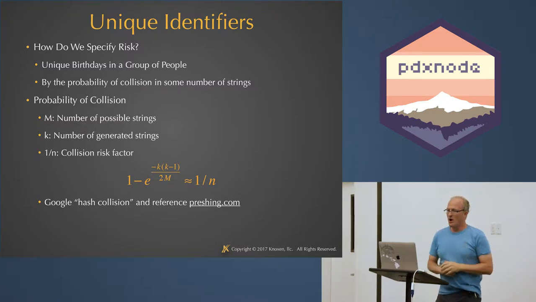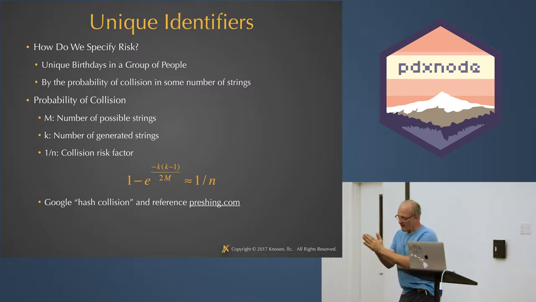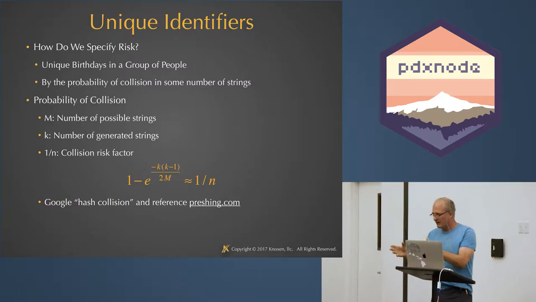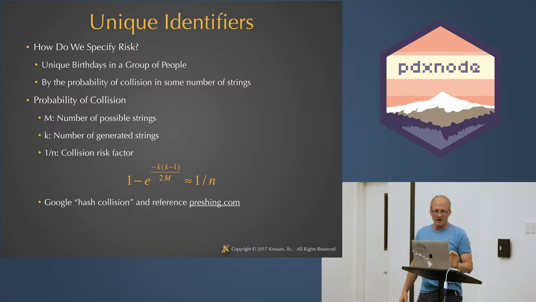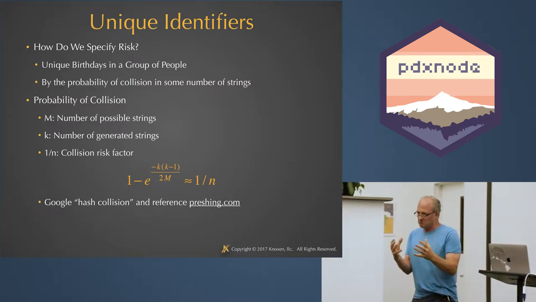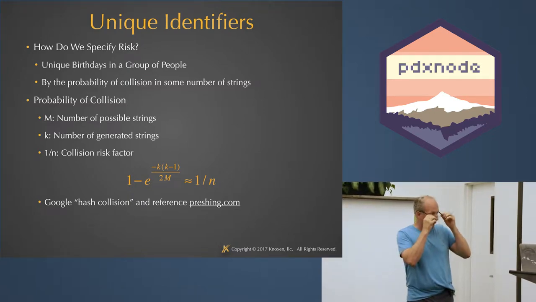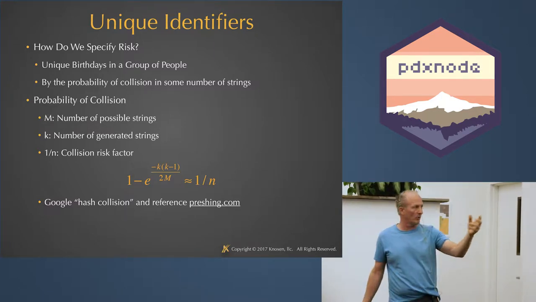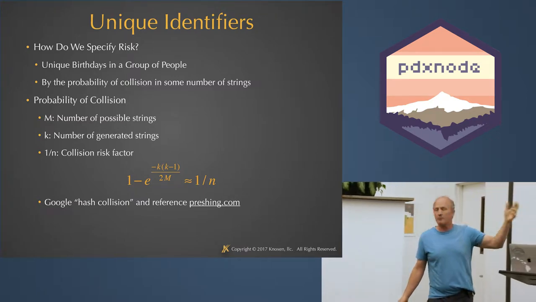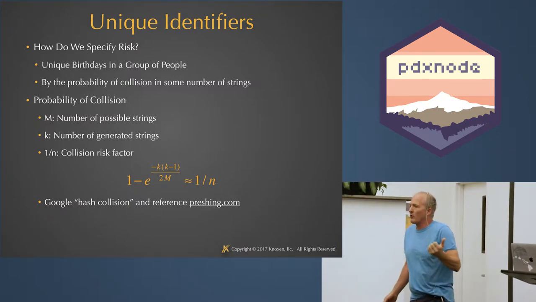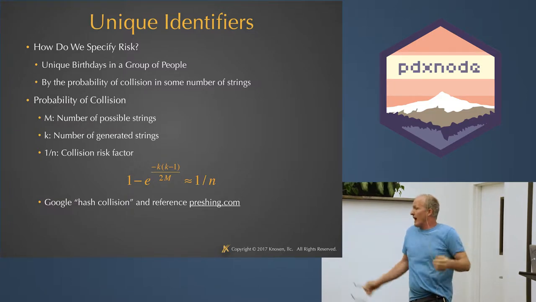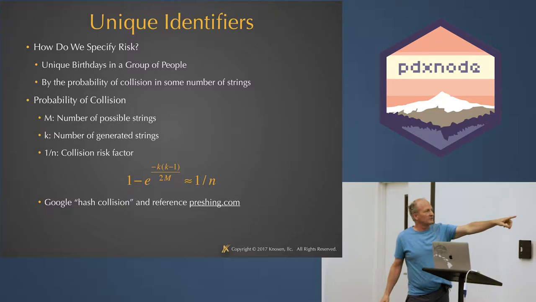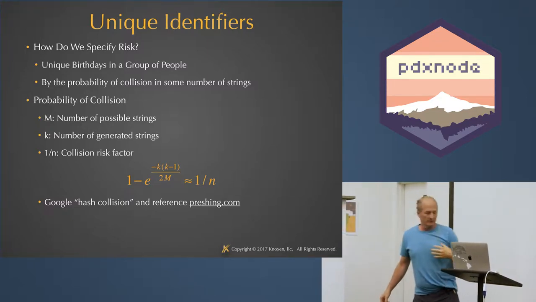So how do we specify the risk? What we want to do is calculate the probability of collision in some number of strings. There are three things playing against each other. The number of possible strings, in this case with four hexadecimal characters, it was 65,500. The number of strings that I'm going to generate: if I'm only generating 100, I might be okay. If I'm generating 500, I'm screwed. And the collision risk factor that I'm willing to accept.